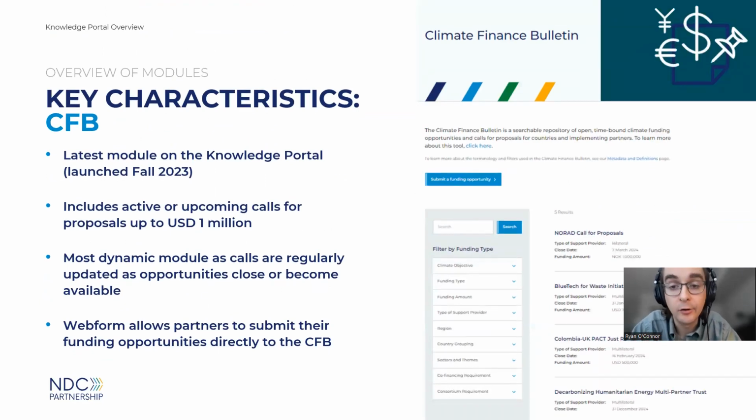So what are the key characteristics of the CFB? This is actually our latest module on the Knowledge Portal. It was launched last year in fall of 2023, and it includes active or upcoming calls for proposals of up to $1 million US. This is slightly different from our primary finance module, the Climate Funds Explorer, which includes large public financing opportunities and climate funds, whereas the Finance Bulletin includes these smaller, short-term, time-bound opportunities for individual projects.